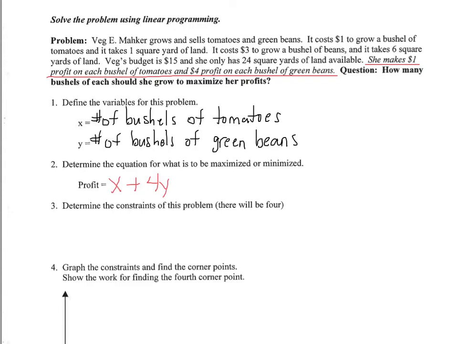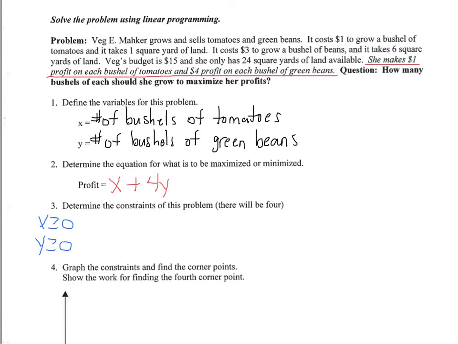Now, let's come up with the other constraints. And it says in the directions there's going to be 4 of them. First of all, I can't make any negative tomatoes or negative green beans. So 2 of them are very easy. X is greater than or equal to 0, and y is greater than or equal to 0. Those are the 2 easy ones.